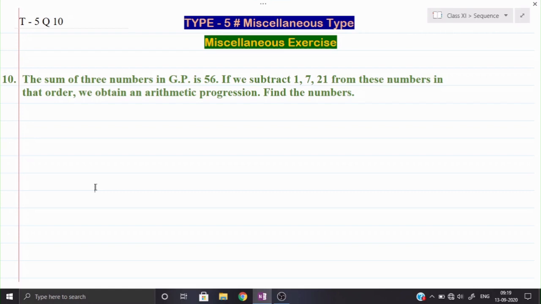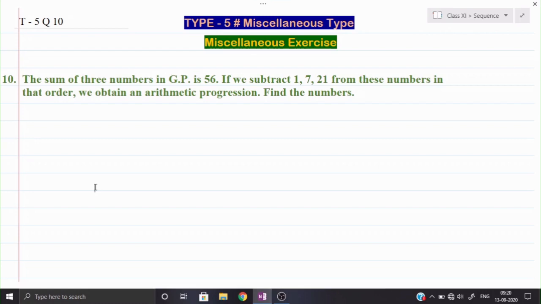But here we shall suppose our numbers are A, AR and AR square. However, technically you can suppose the first set of numbers also and the second set also. Only from a convenience point of view, in such kind of question, we suppose the numbers as A, AR and AR square. If you take the first set, that is A upon R, A and AR, the calculation will be a little lengthier. So remember, if such kind of format is given in the question, then you always suppose the numbers as A, AR and AR square.